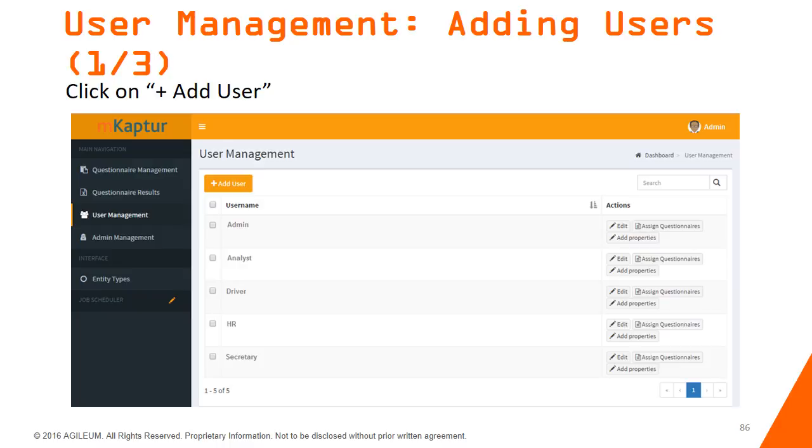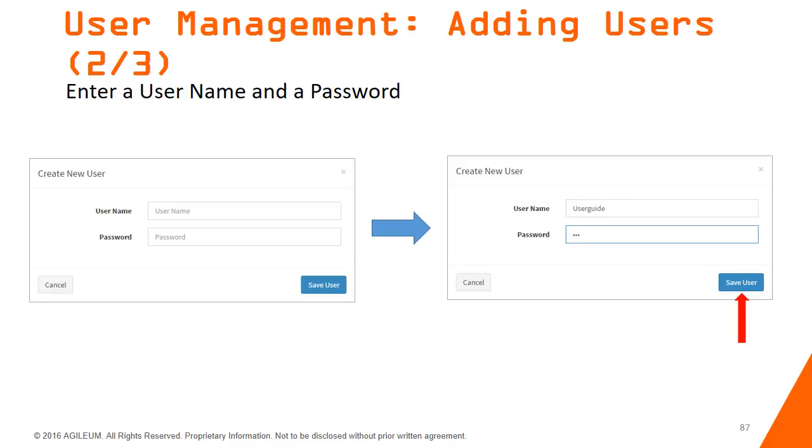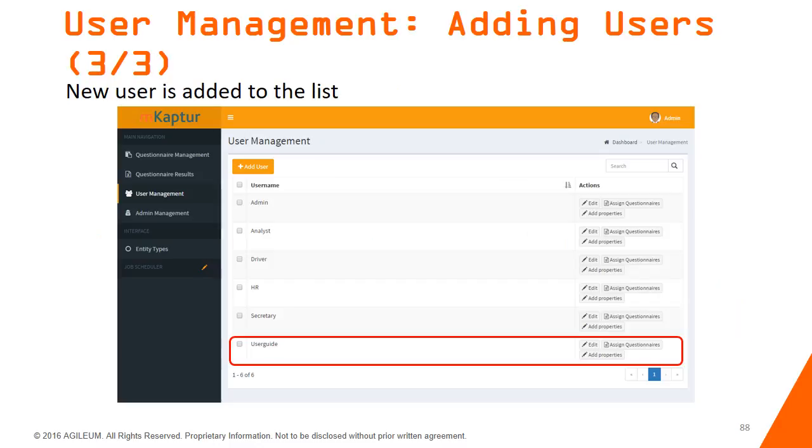To create a new user, click on Add User. On the pop-up, enter a username and a password. When done, click on the Save button to confirm user creation. The new user created is added to the list of users.